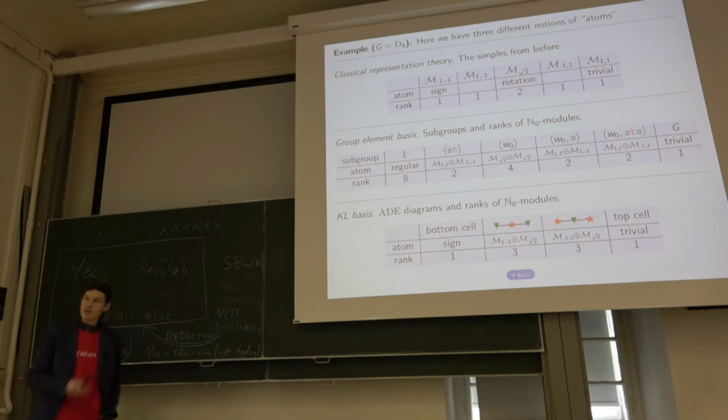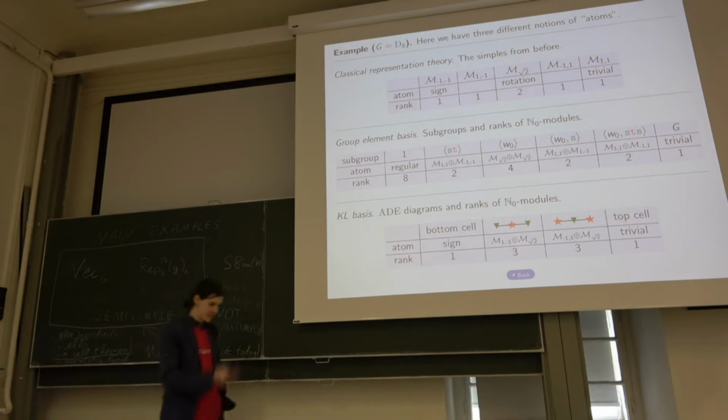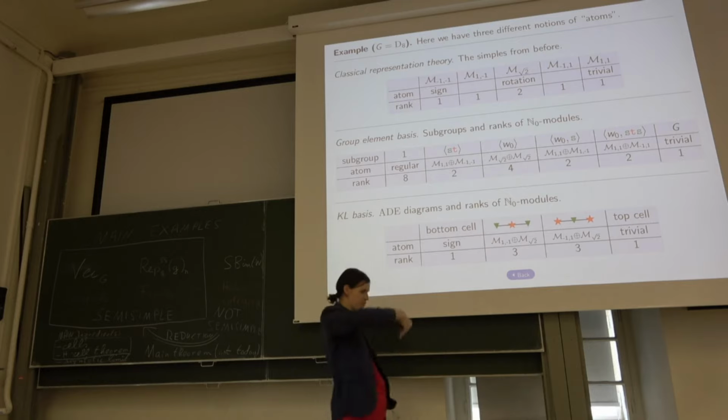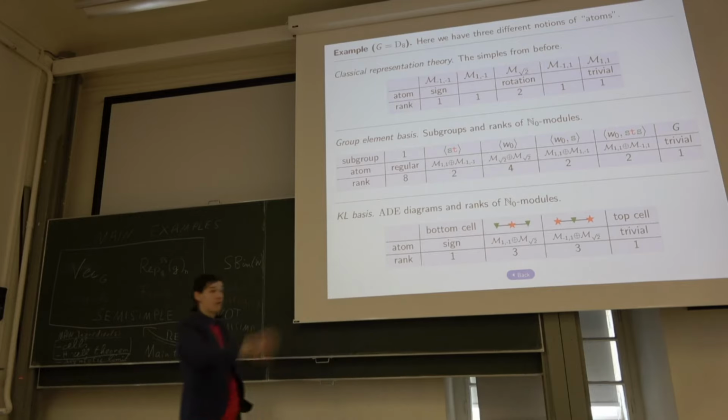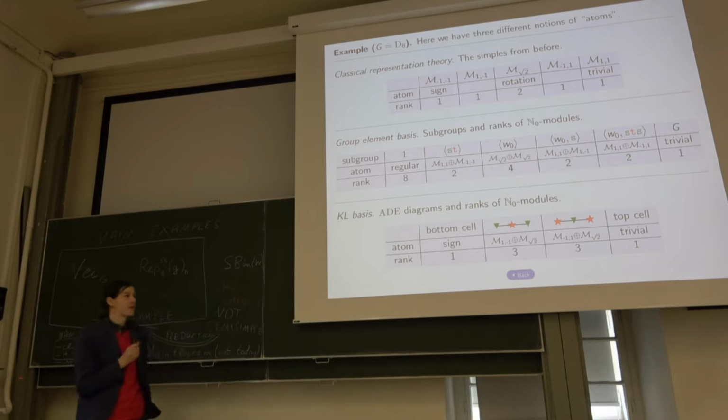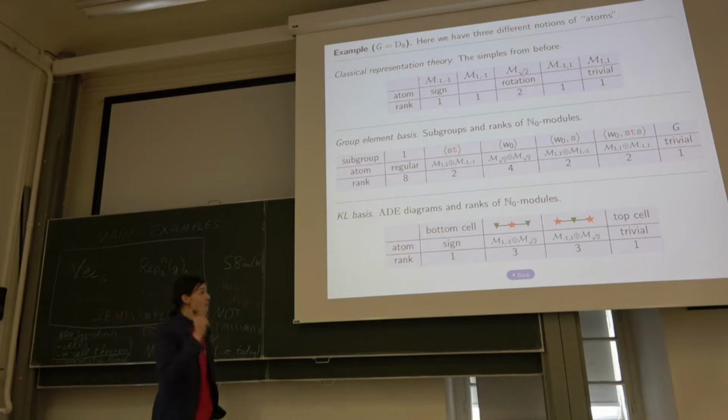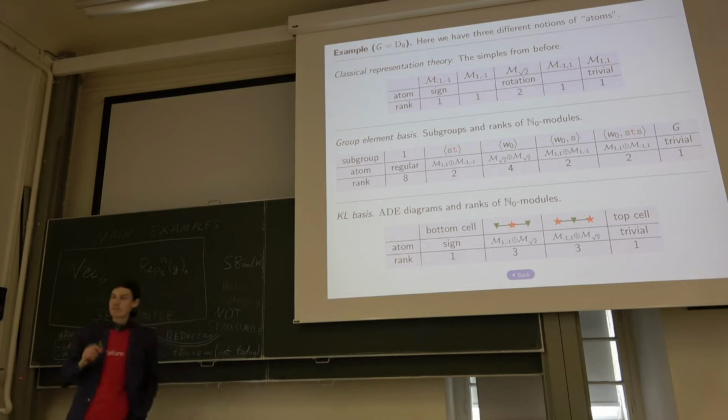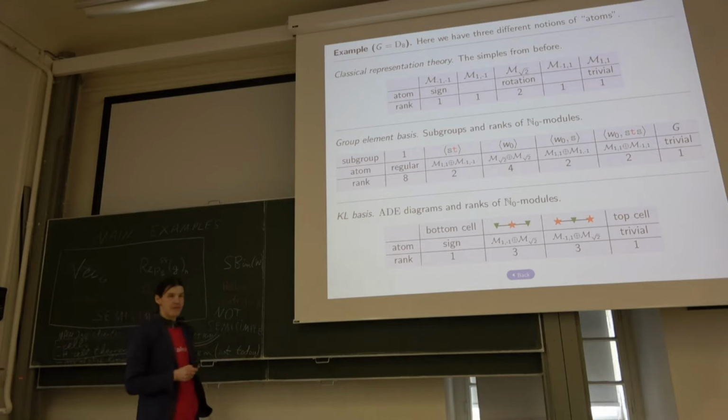That's the one you would study in classical representation theory. You use complex numbers, you use Jordan decomposition, you decompose your modules, you would see those guys turning up. If you would fix now the group element basis, you would have to look at subgroups of the dihedral group, which is of course not very hard.